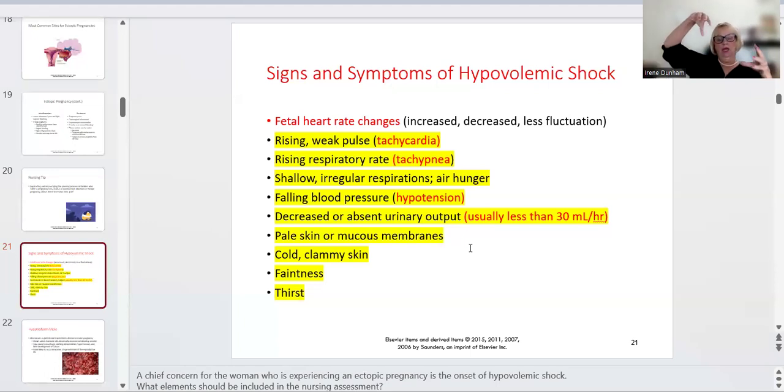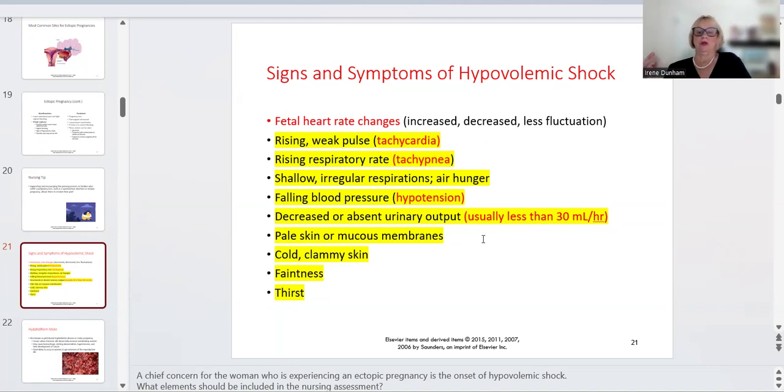Now, when the body is sensing that something's not right, it sends blood to the vital organs, which would be your heart and your lungs. It sends the blood there, so it's shunted away from the uterus. It's also shunted away from the kidneys. So that's why you get a low urinary output. So when somebody is in hypovolemic shock or hypovolemia, you want to make sure that you're looking at the kidney function. So you're going to measure.